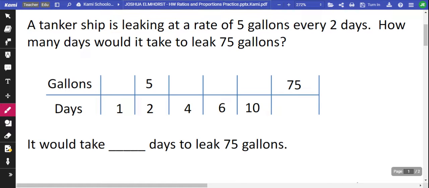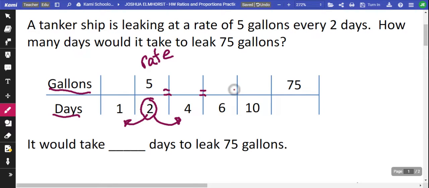I'm going to go over the homework for ratios and proportions practice. So the first one, we got a tanker ship that is leaking, and we're going to identify the given rate. It's a table. We have gallons and days. So we're going to label the rate first, and then use the rate to help find the unit rate, and then also find equivalent rates and ratios.